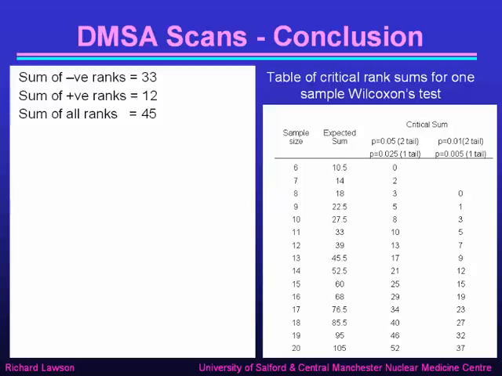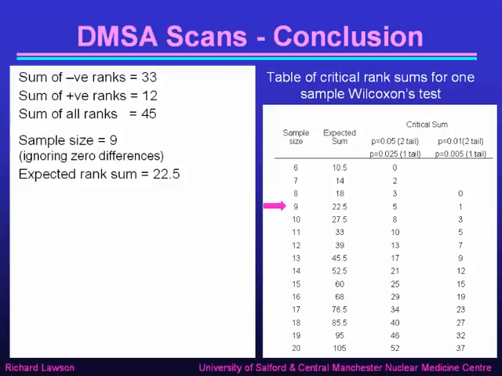Well, to do that we have to use some tables. We've got the sum of the negative ranks of 33 and the sum of the positive ranks of 12. If we add both of those together, that means the sum of all ranks will be 45. Remember, we started off with 10 patients, but we had one where there was a 0 difference, and we ignore 0 differences in this test. So there are only 9 left. And if you look in this table of the critical values for the one sample Wilcoxon's test, then for a sample size of 9, the expected sum is 22.5.